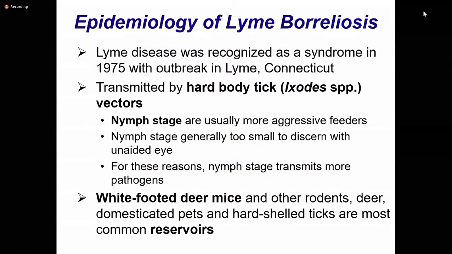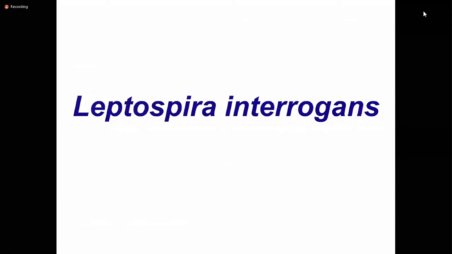Now, what is the epidemiology? As I said, you need to know the name comes from a place in the state in 1975. That's why we call it Lyme disease, from a place in Connecticut called Lyme. It is transmitted, as I said, by the hard body tick as a vector. This is the message I need you to know from these slides.